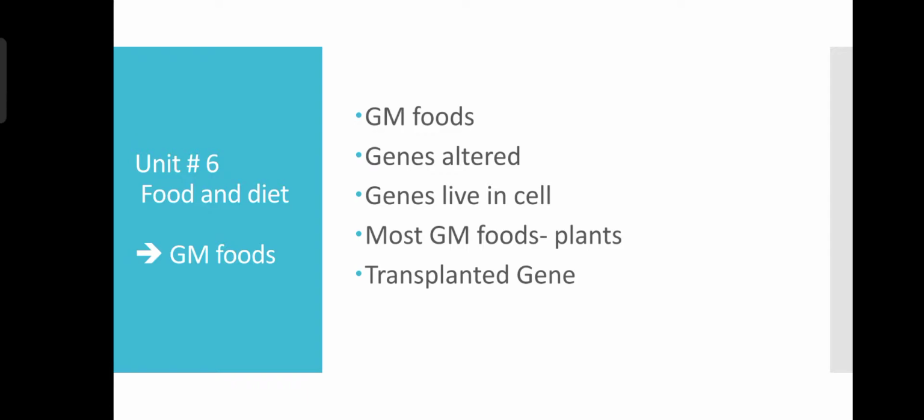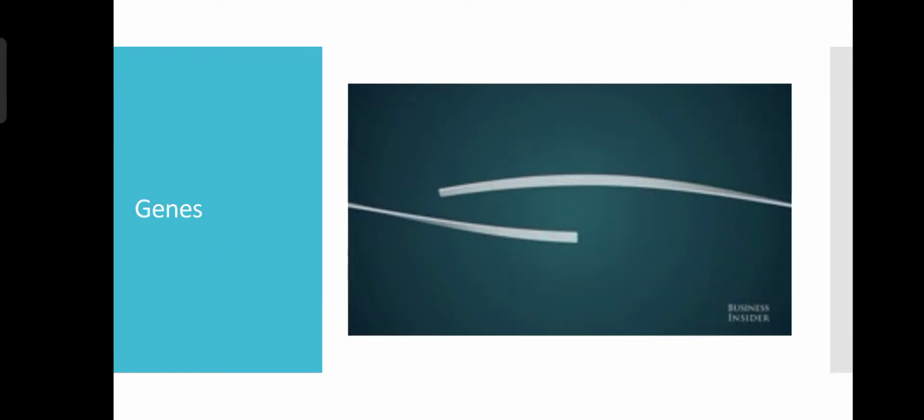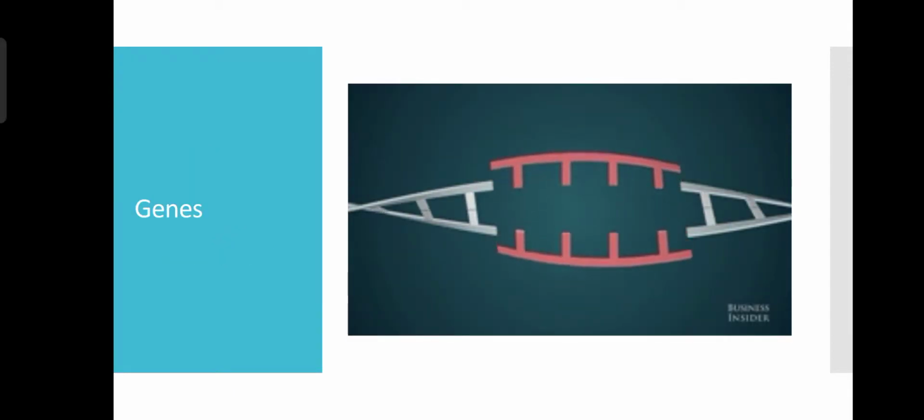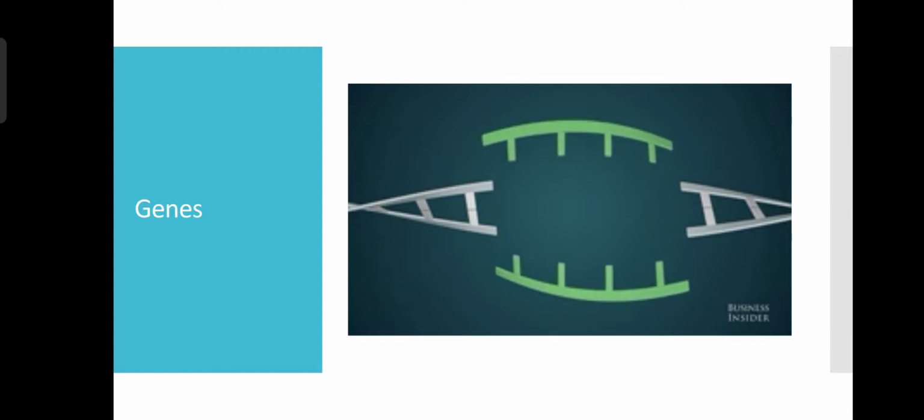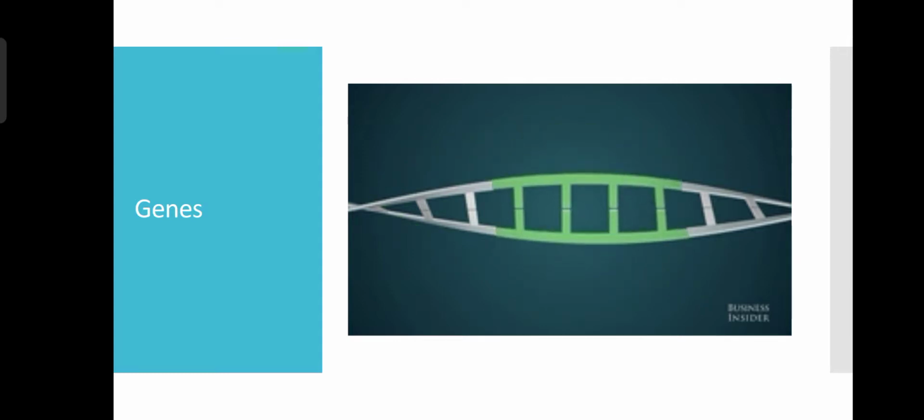And what are genes? Genes are the basic hereditary material that carry some information from one generation to other generation, or from one organism to other organism, right? And genes are present in cell. What is cell? Cell is the basic unit of life.